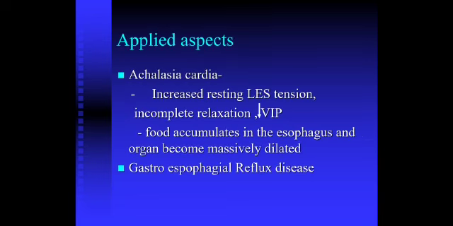So what are the disorders? It can be achalasia cardia. In this condition, the lower esophageal sphincter fails to relax during swallowing. There is excessive dilatation of the esophagus. This is due to increased resting lower esophageal sphincter tension. There is incomplete relaxation, decreased vasoactive intestinal polypeptide, food accumulates in the esophagus and the organ becomes massively dilated. This is the rat tail appearance.